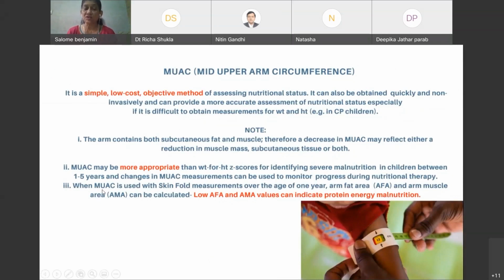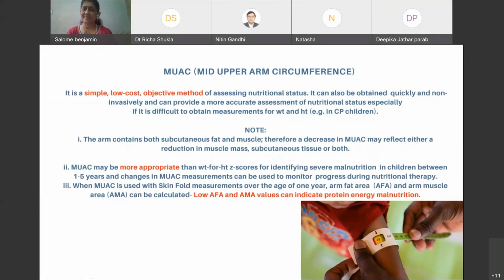So also you can see MUAC may be more appropriate than waiting for the Z-score. This is what the WHO and UNICEF tell us. Also we can do, if it is 1 to 5 years, arm fat analysis or muscle analysis.